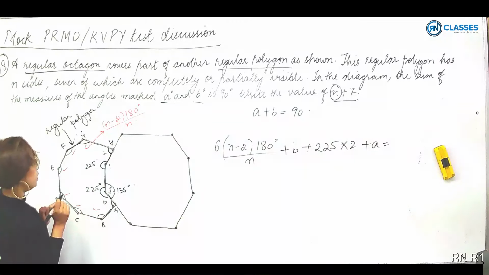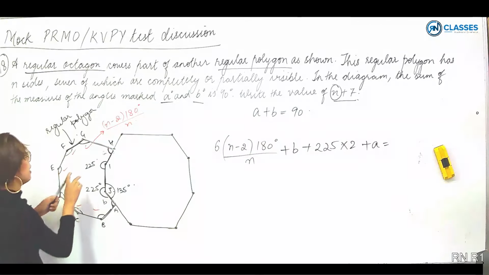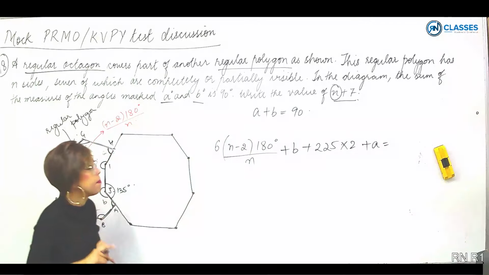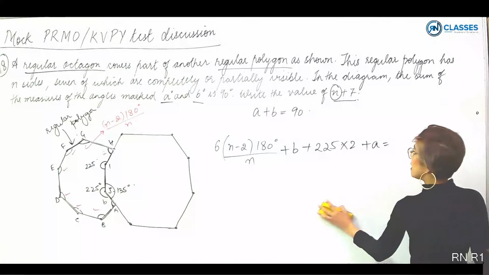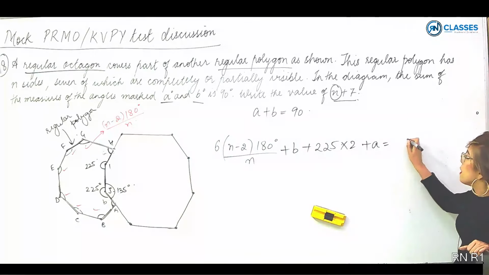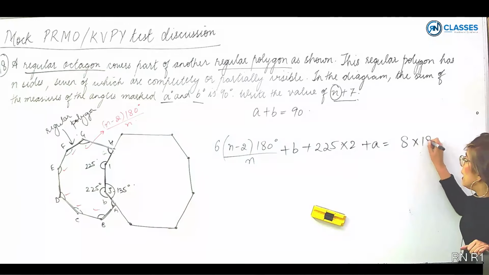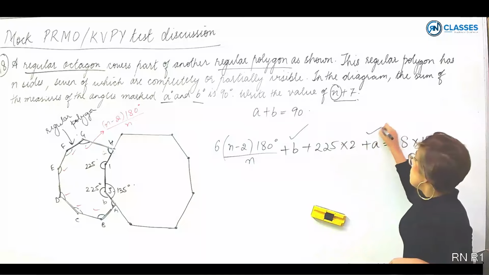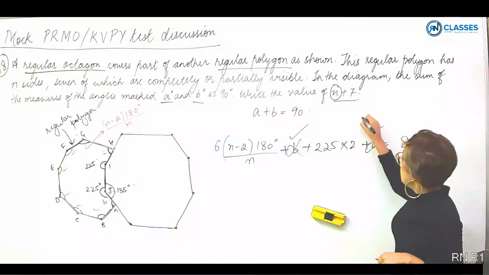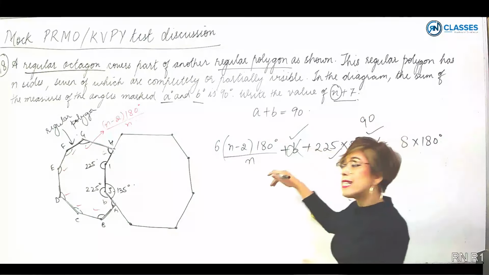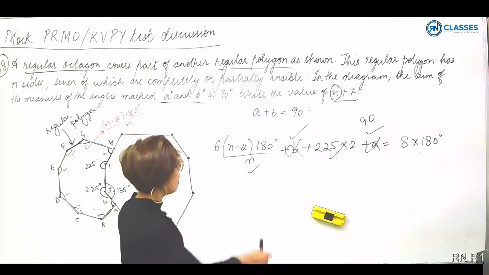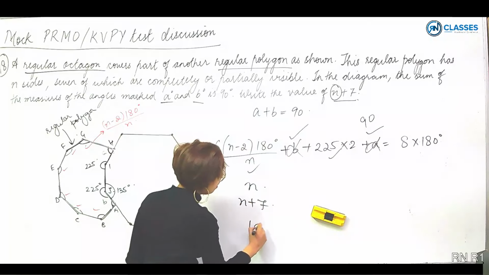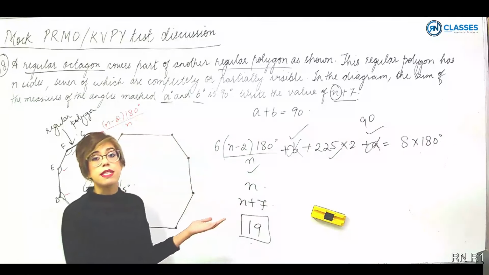11? Where did I start counting from? Oh, from here. Okay, let me try again. 1, 2, 3, 4, 5, 6, 7, 8, 9, 10. 10. Now, since 10 sides are there, I can say the sum of the angles is nothing but 8 into 180 degrees. Now, as you can see, A plus B, you can substitute it as 90 degrees. You know this value. Basically, this is an equation in n. You can find the value of n, and then you can write the value of n plus 7. The actual answer is 90. n plus 7 is 90.